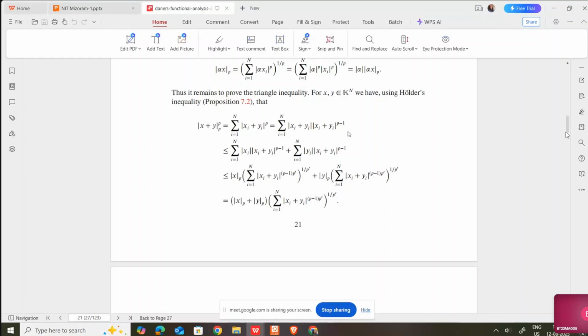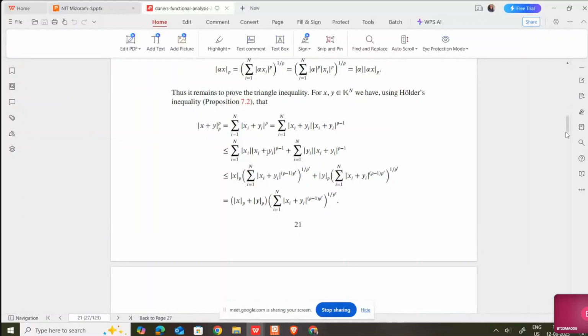Now you write this. The mod of x_i plus y_i is smaller than or equal to mod x_i plus mod y_i. So you put that less than or equal to and put that here. So mod x_i into mod x_i plus y_i raised to p minus 1 is one term. That distributes, y_i distributes to this.